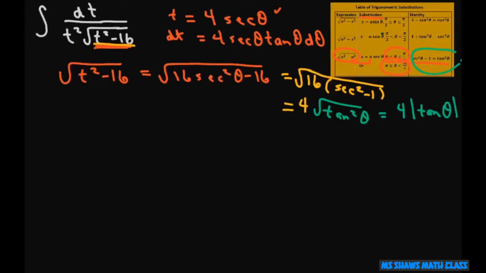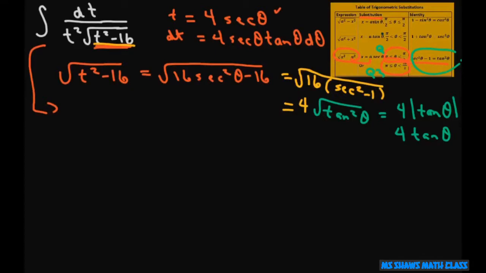But tan is positive in both quadrants 1 and 3. So we can take away the absolute value sign. So that's going to be the denominator. So now let's fill everything in with our integral here.